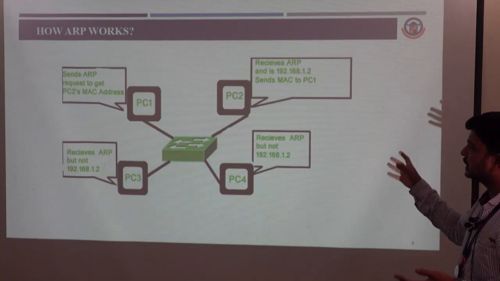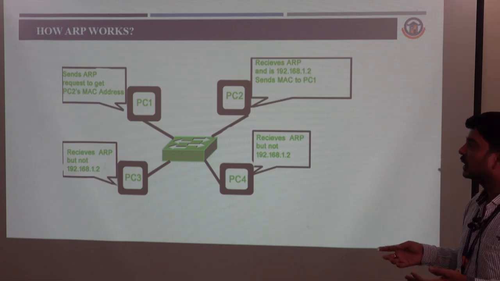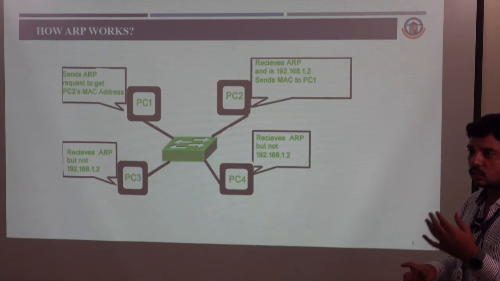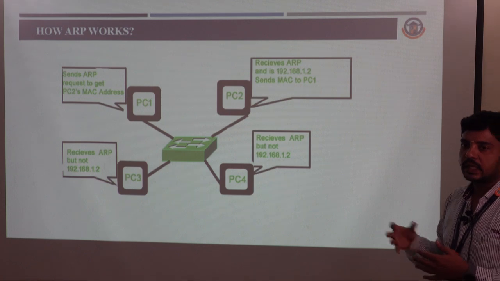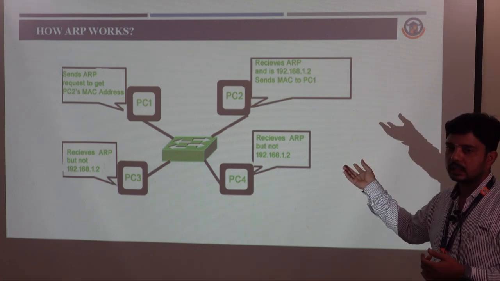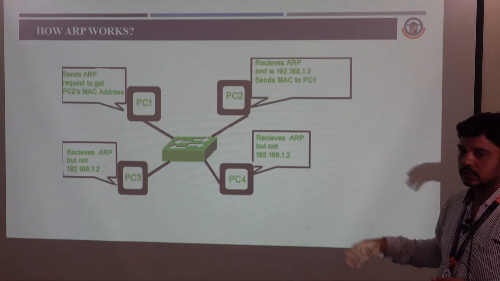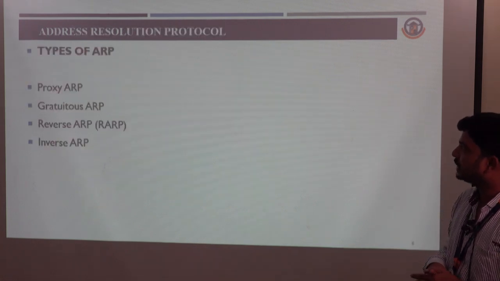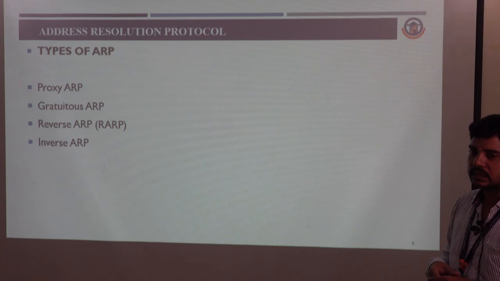So with all the necessary requirements, which means the IP address and MAC address of the source and destination computers being present, we can easily communicate between PC1 and PC2. Next, there are 4 types of ARP. The first one is proxy ARP, the second is gratuitous ARP, the third one is reverse ARP, and the fourth one is inverse ARP.